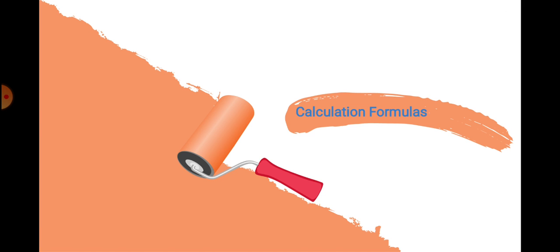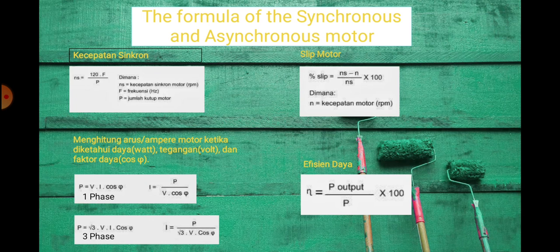Calculation formulas. The formulas of the synchronous and asynchronous motor. Ini rumus kecepatan sinkron, penghitungan arus ampere motor ketika diketahui daya watt tegangan. Ini slip motor, efisiensi daya.